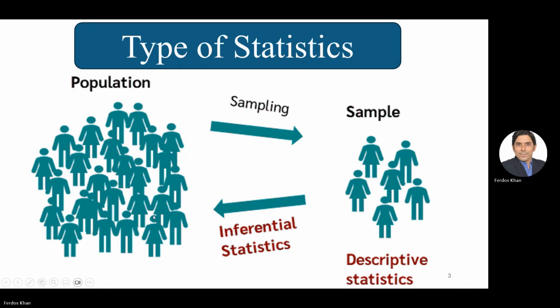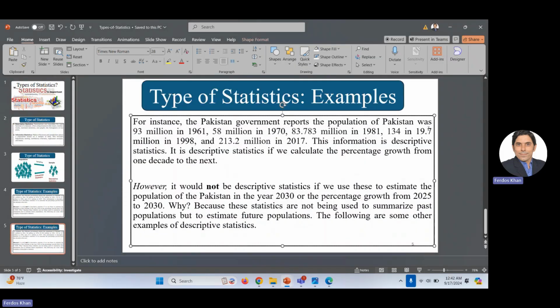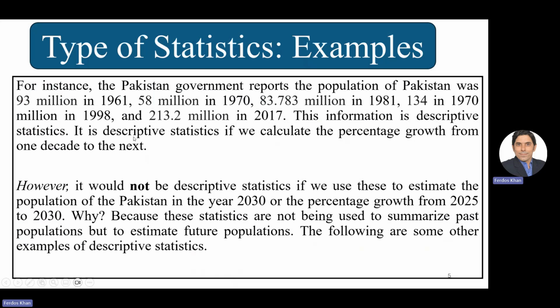This is the difference. Here is an example: the Pakistani government reports the population of Pakistan was 93 million in 1961, 58 million in 1970, 83.783 million in 1981, 134 million in 1917. This is 1917 mistakenly. It should be 1970 or 71. It is written by mistake. I forgot the correct date, but I assume that it is 1970, because in 1917 there was no war between India and Pakistan. 134 million.